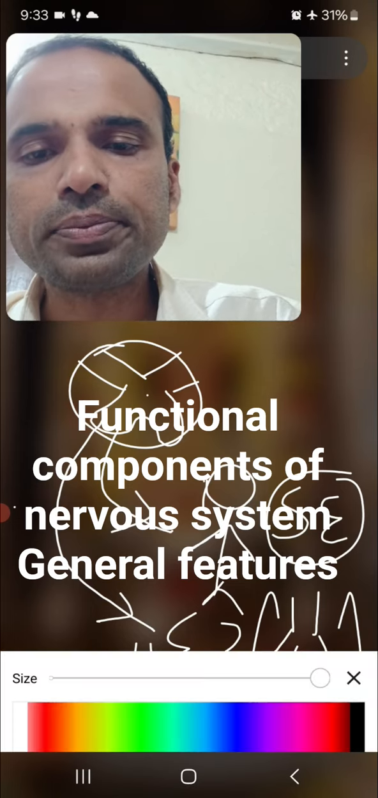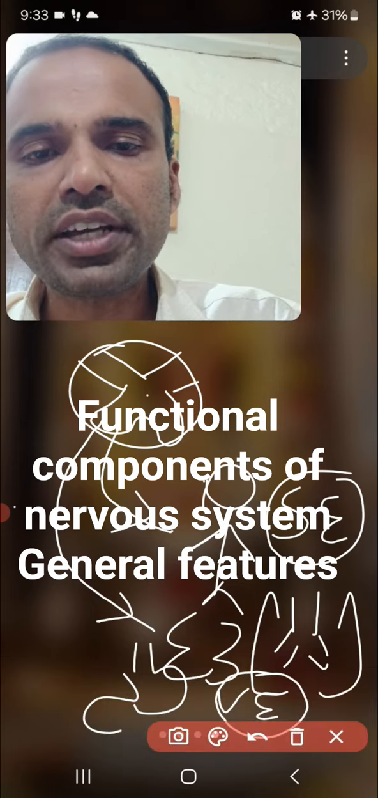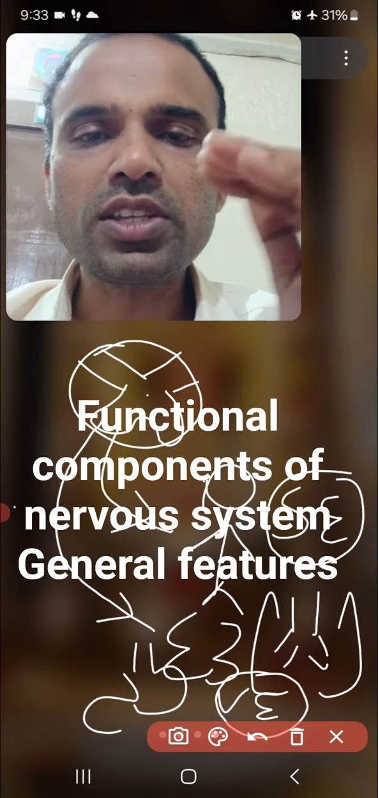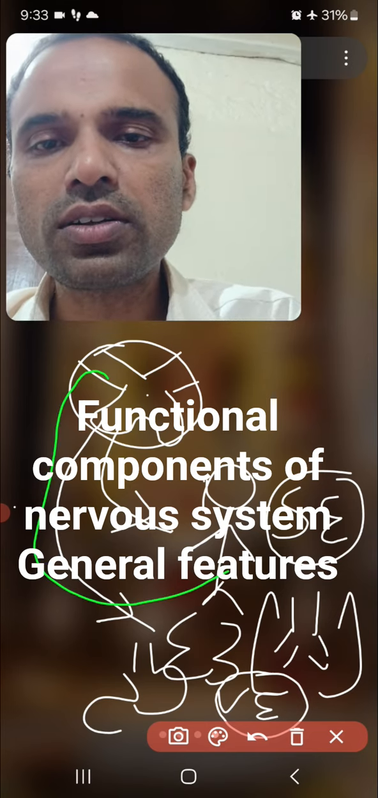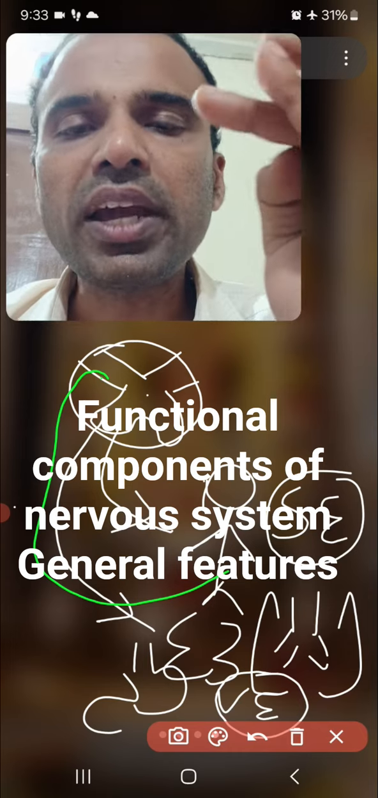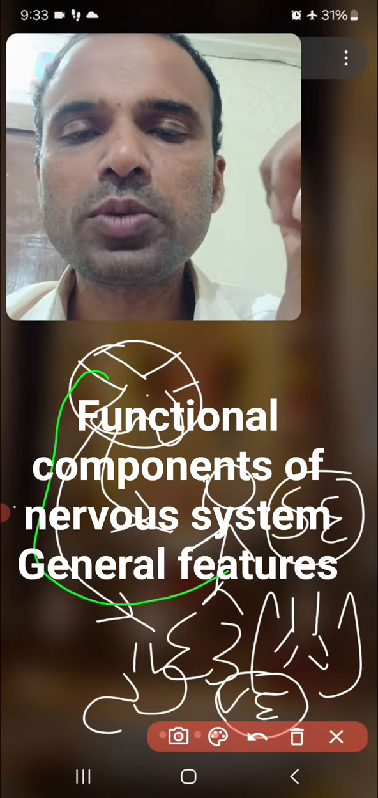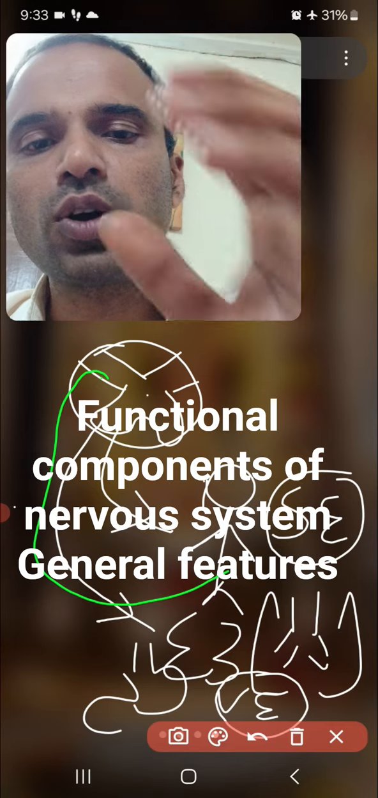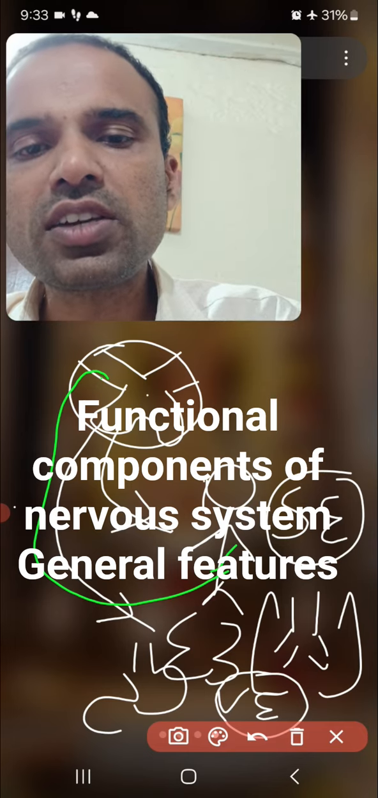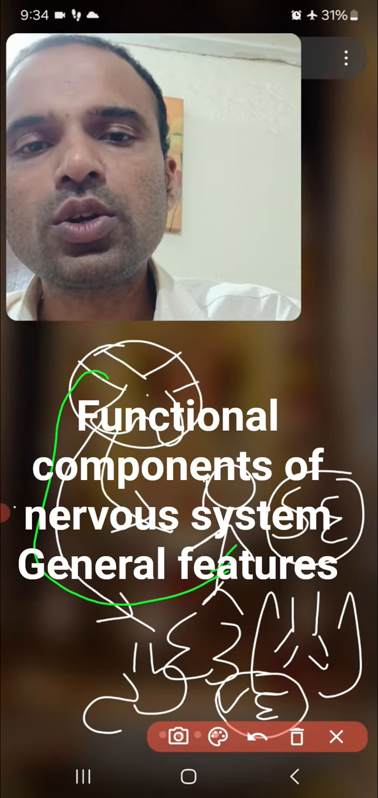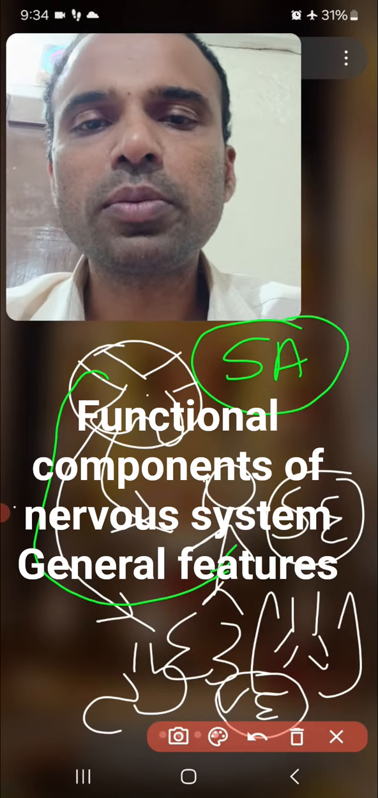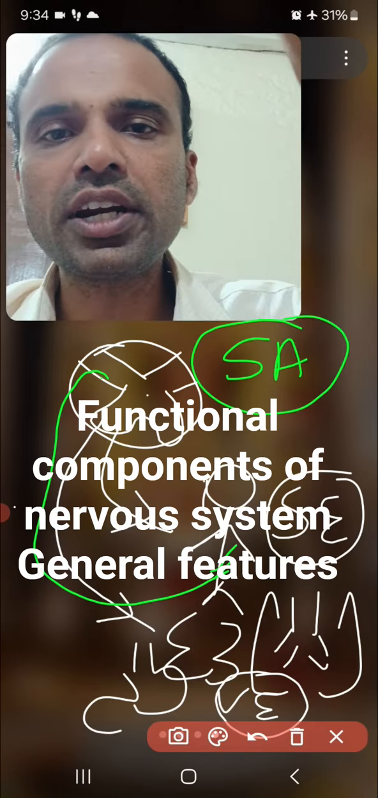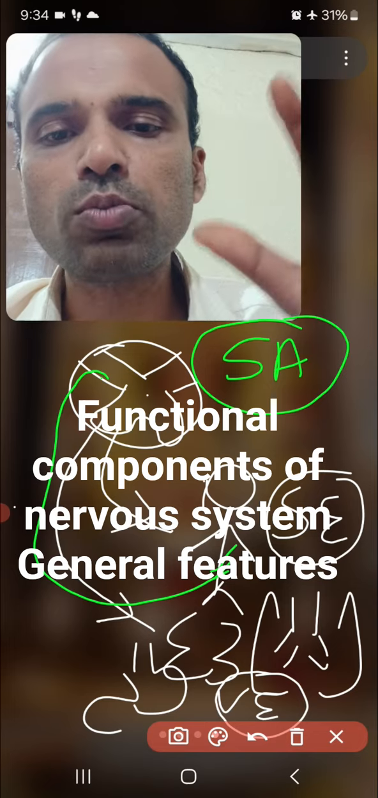So from this, what we can understand next up is from the body wall, from the surface of the skin, we get the information to the spinal cord like touch, pain, pressure, temperature, proprioception. All this information reaches the spinal cord from the body, from the skin surface. That is called as somatic afferent, because these information are reaching from the body towards the brain and spinal cord. So it's called afferent. Soma means body.